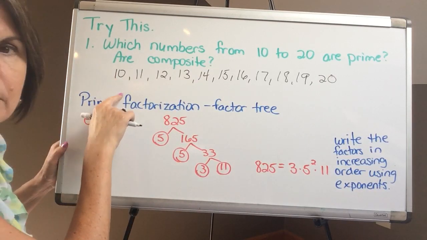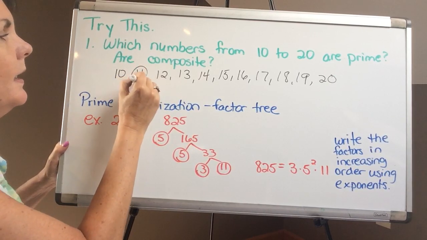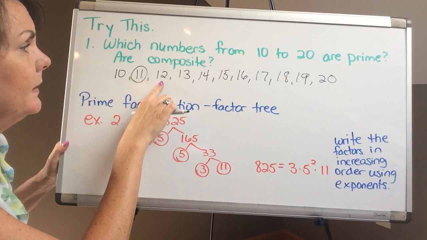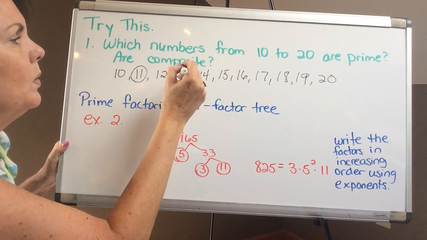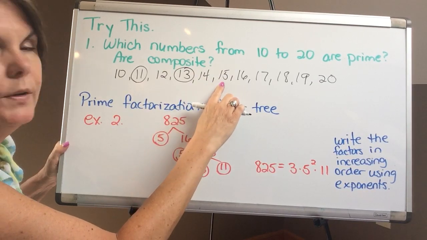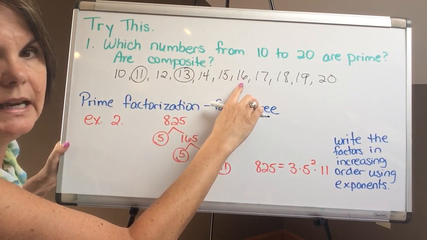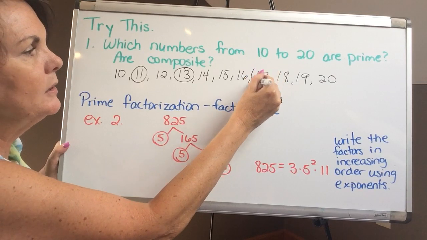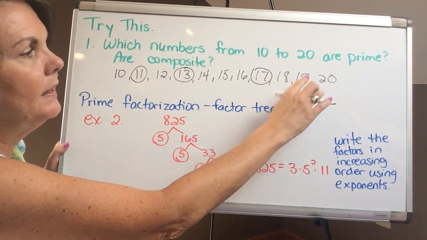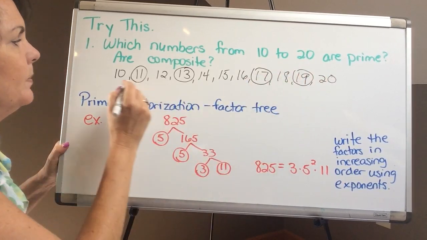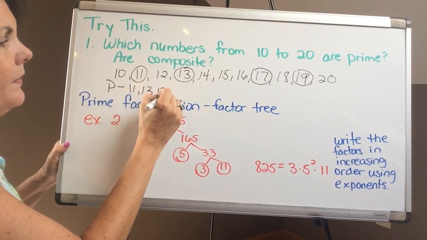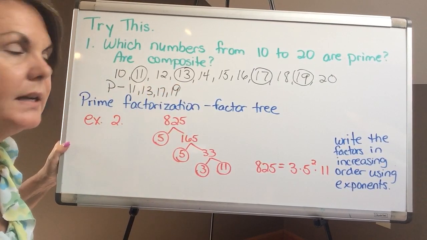Well, 10, no, I know that's 2 times 5. 11 is prime. 12, I know we have 3 times 4 and 2 times 6. Now, 13 is only 1 and 13. To get to 14, I know I can do 2 times 7. 15, 3 times 5. 16, 8 times 2. 17 is prime. 18, I have 6 times 3. 19 is prime. So my prime numbers are 11, 13, 17, and 19, the 4 that I circled.